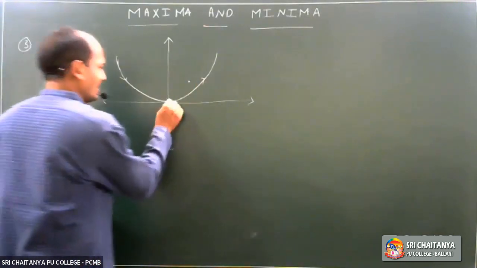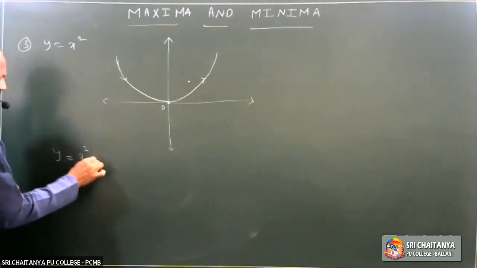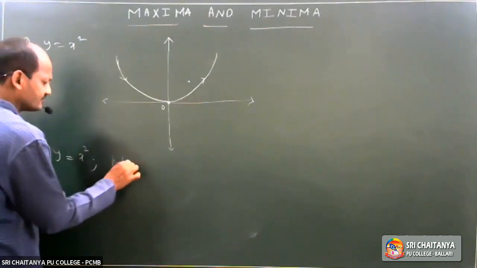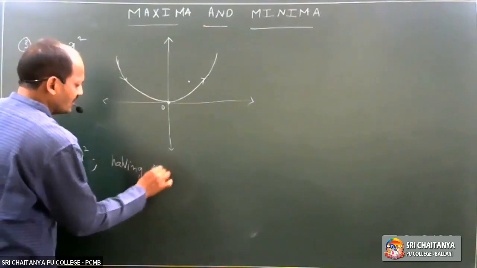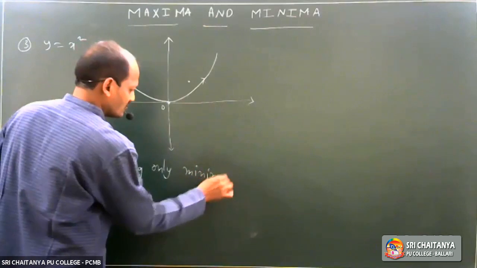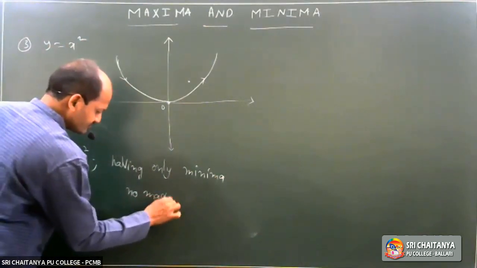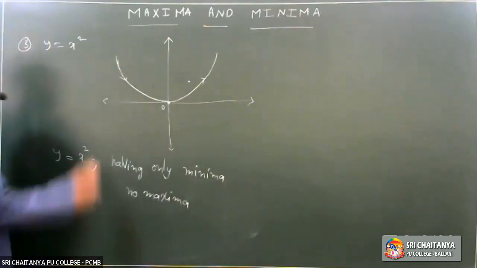So it has minima. Therefore, y is equal to x square has only minima. Only minima, no maximum. No maximum. Write down.